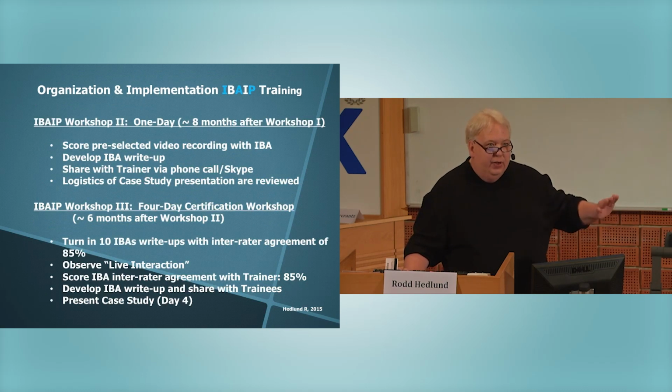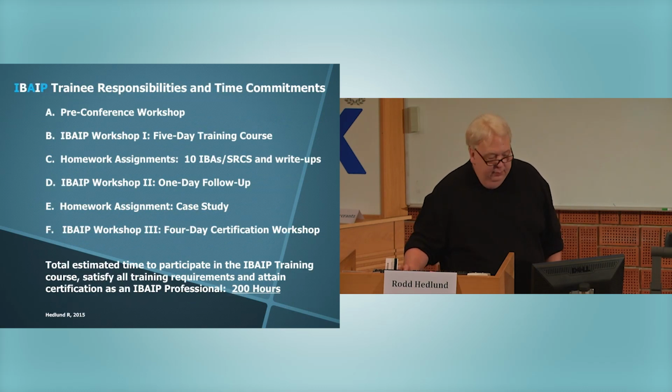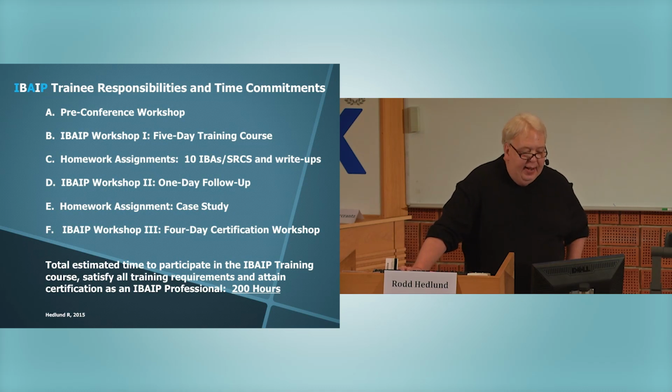The homework assignments occur after the first workshop. It's followed by a second workshop approximately 8 months after workshop 1. And then IBAIP workshop 3 is a 4-day certification workshop approximately 6 months after workshop 2. Basically, IBA training takes approximately 12 to 14 months to complete. The training responsibilities and time commitments: all of these responsibilities have been added up, and it's been estimated that to participate in IBAIP training, it takes approximately 200 hours.